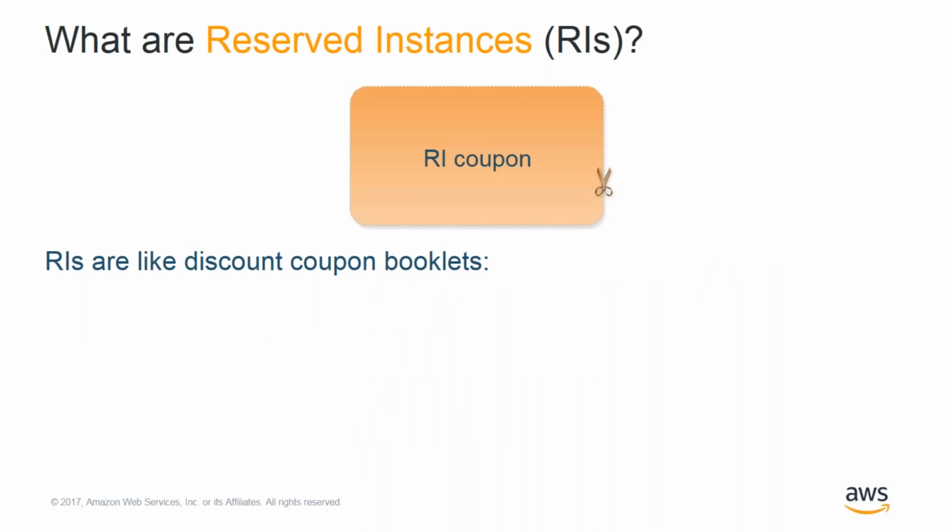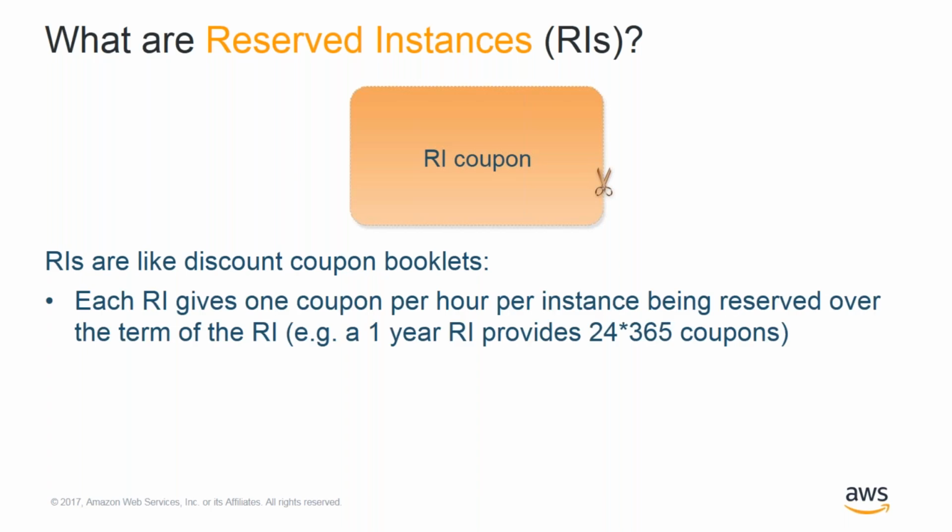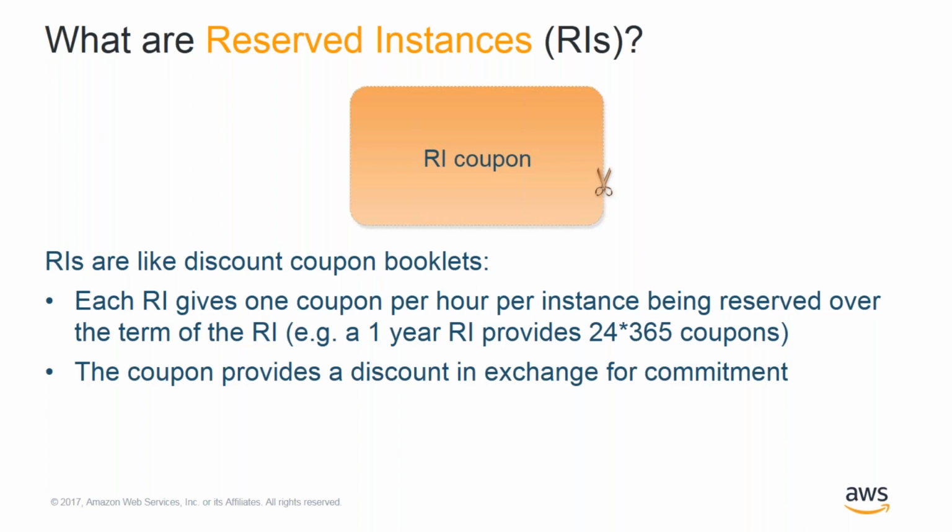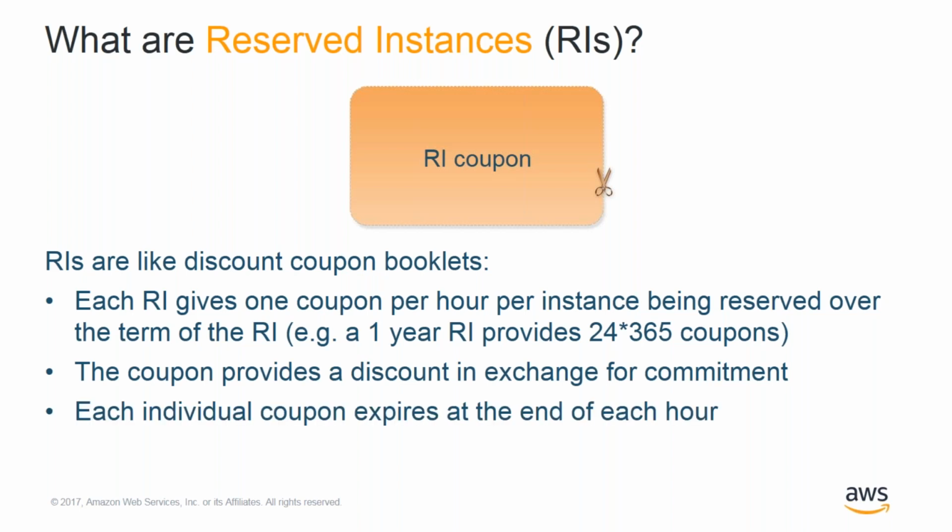And so going into detail about reserved instances. Think of them like discount coupon booklets. So each reserved instance is an entire booklet, and the number of coupons inside that booklet is equal to the number of hours over the period of your reserved instance. And so if you buy a 1-year reserved instance, it has the number of coupons equal to the number of hours in a year. And what the coupon does is it provides you with a discount in exchange for commitment. And each individual coupon expires at the end of each hour.